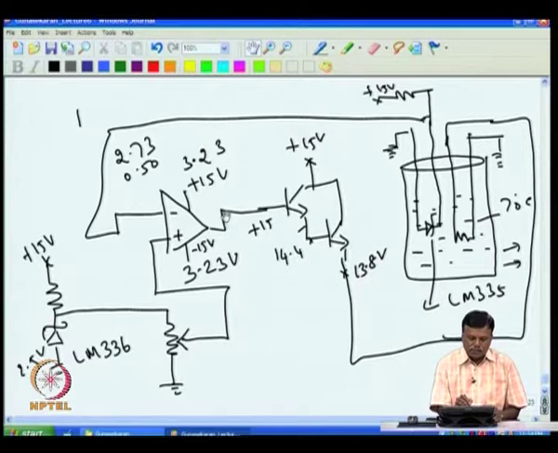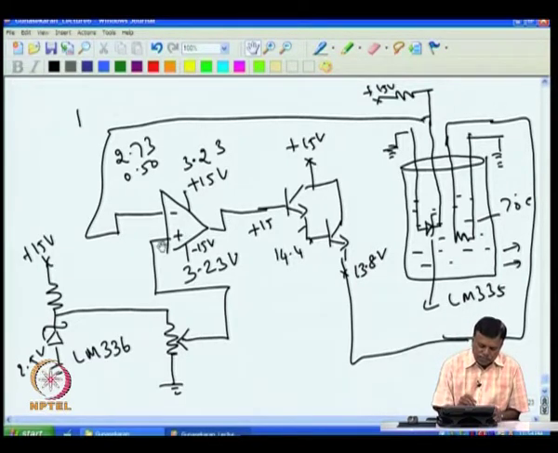Now, this is 3.23, and if this is less than 3.23, even 1 millivolt less, say 3.22, just 10 millivolt away, then 10 millivolt into the open loop gain, which is very high, around 50,000, automatically makes the output plus 15, because it can't go more than plus 15. So, it is stuck at plus 15 and it is heating up. But the moment it comes to 3.23, because the temperature is rising, the difference becomes 0 and then the output becomes 0.